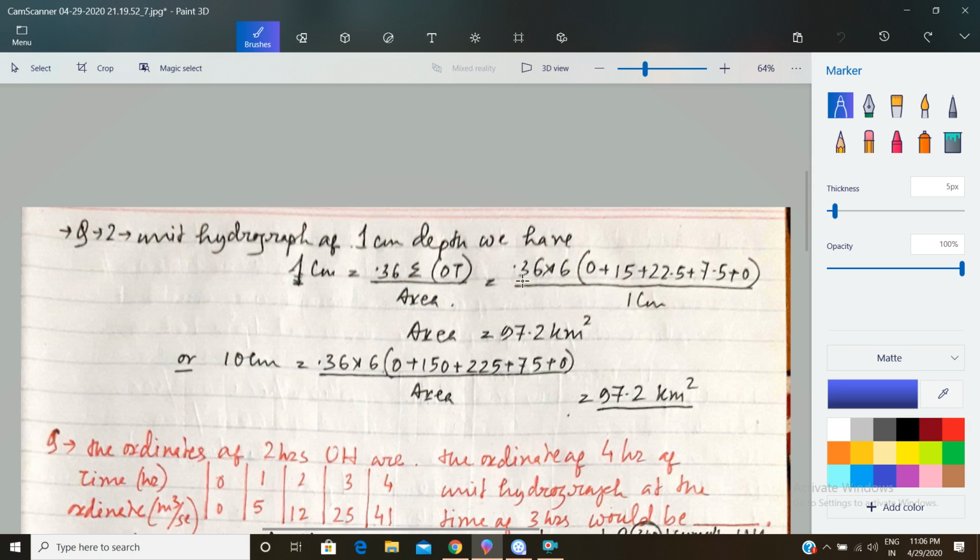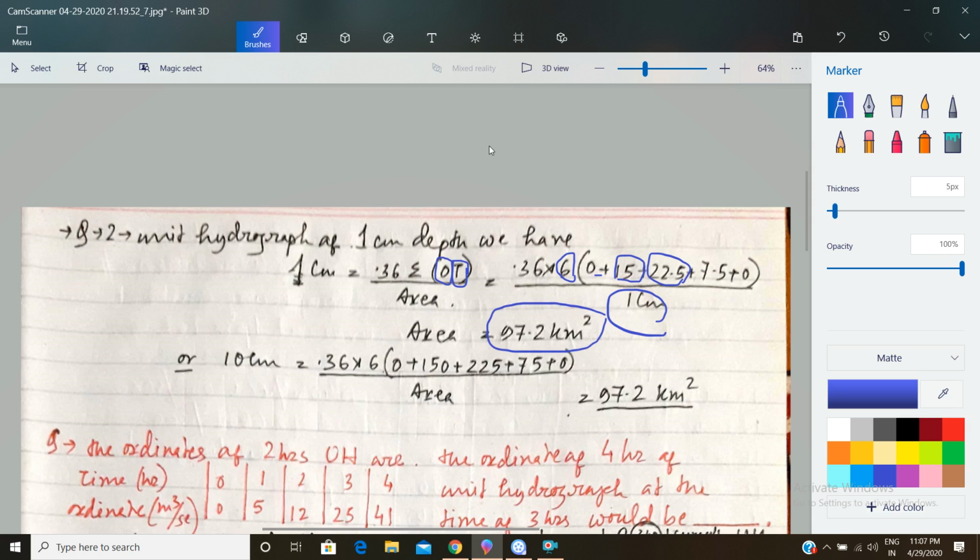See how we have done it. 0.36 into, why is 6 written here? Because for 6 hours, O into T, this is O, ordinate, into T equal to duration of time. This is 6 into 0 plus 15. This one is the ordinates, the ordinates in the hydrographs we have just discussed above. Okay, 15, 22.5, 7.5 and 0. If we divide this by 1 centimeter, then we will get area in kilometer square, 97.2 kilometer square.